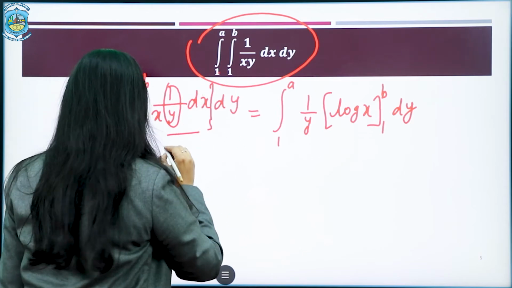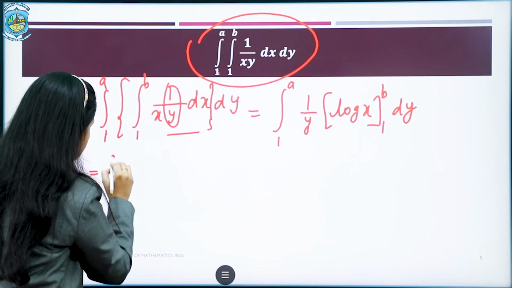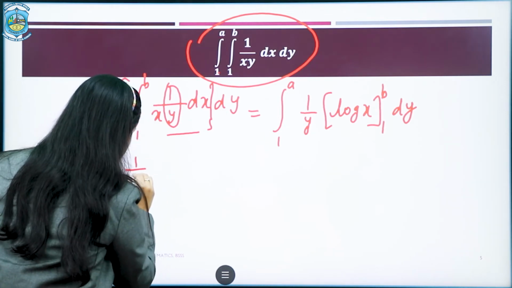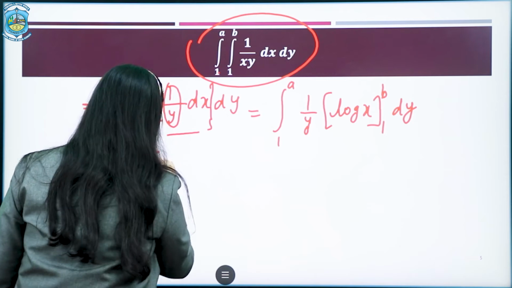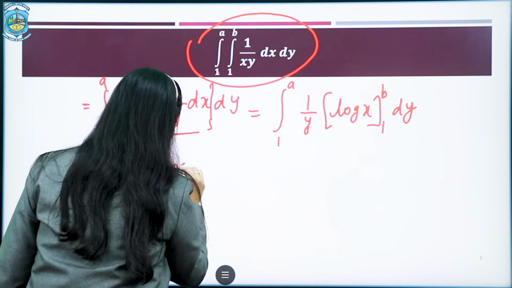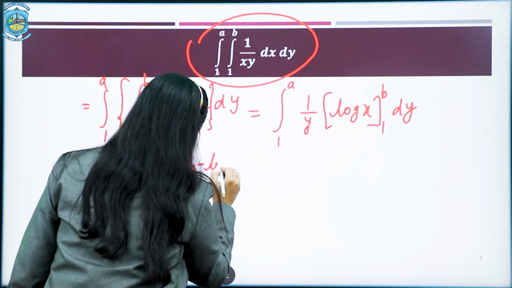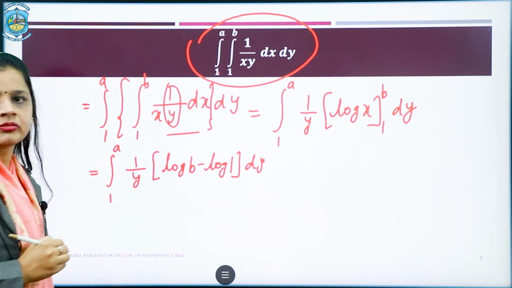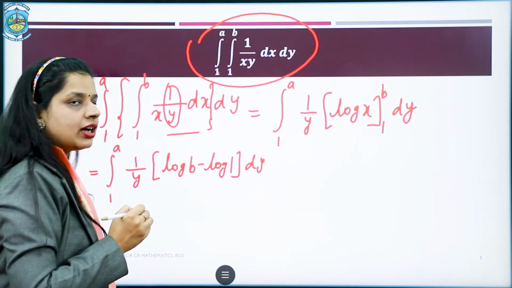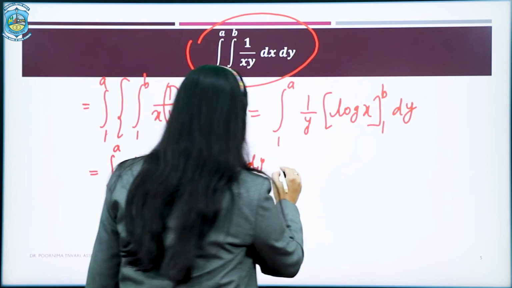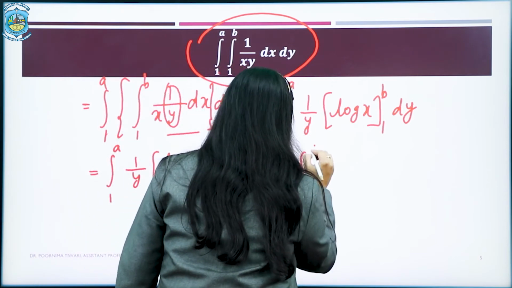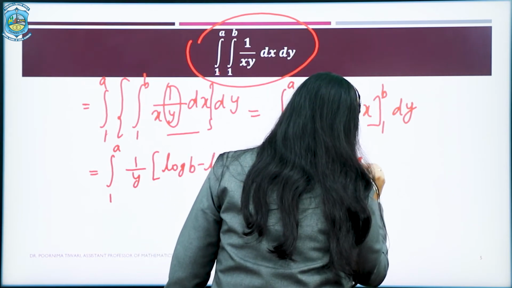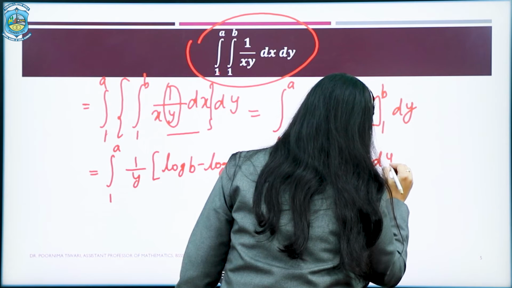Now, when we apply limits, the 1 by y stays as it is. When we apply the limit, we'll get log b minus log 1. And the value of log 1 is 0. It means this integral is the integral from 1 to a of 1 upon y log b dy.